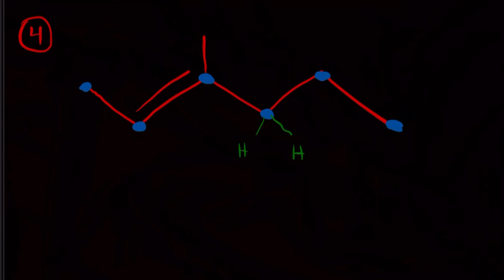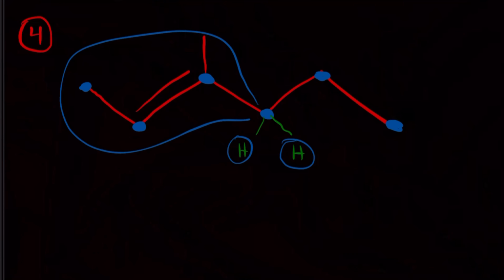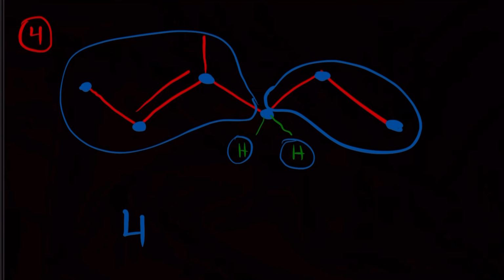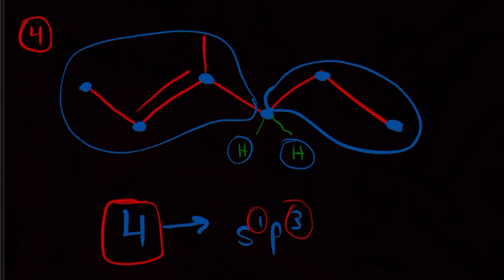So this central carbon that we're talking about, it's bonded to this hydrogen, all of this, and then all of this. So it's bonded to 4 different things. So we can write our 4 here, and that means we will have S1P3. And the exponents add up to the amount of different other things that central carbon is bonded to.